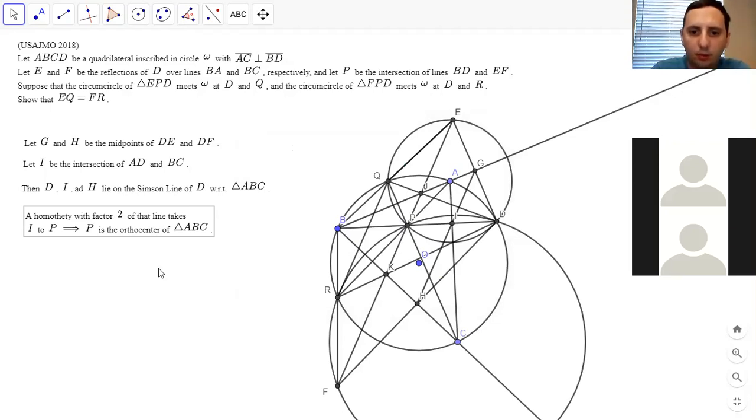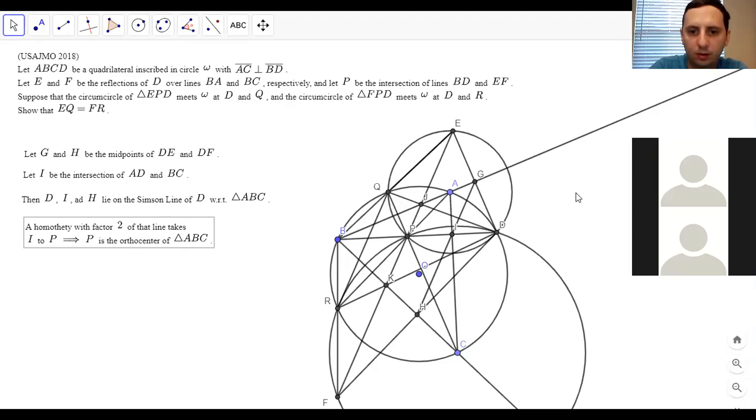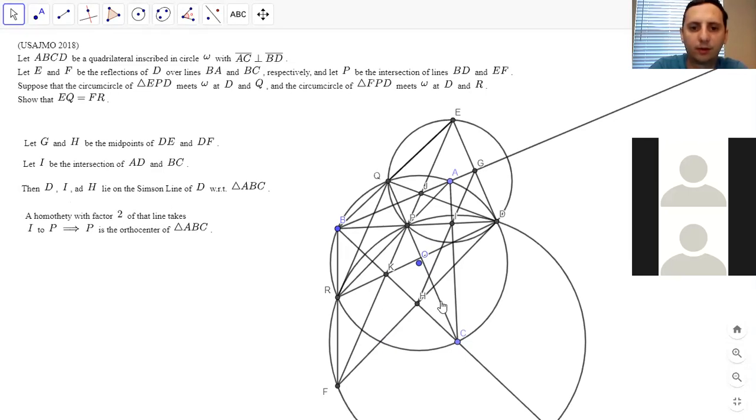And once we know that P is the orthocenter, then I'm guessing it's not hard to show that P is the incenter of QRD, but I'm guessing that's an angle chase, right? Because angle QDB is QCB, and angle BDR is BCR. Wait a second. We don't know C, P, and Q are collinear. Oh yeah, that's true.